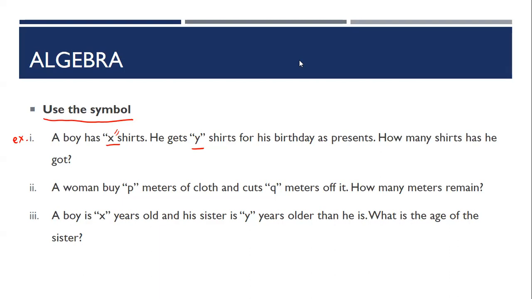Okay, so using the symbols, how can we write our answer? Earlier, this boy got X number of shirts. For his birthday, he's getting Y number of shirts. So now, how many? It is X plus Y.